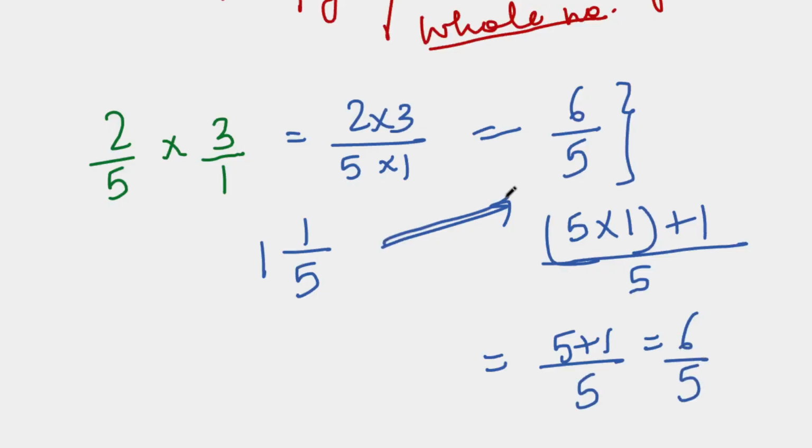So converting improper fraction into mixed fraction doesn't change the value of the fraction. It is still 6 by 5. Okay, so don't get confused that we are changing, the answer is different now. No, the answer is exactly the same, the only representation is different.